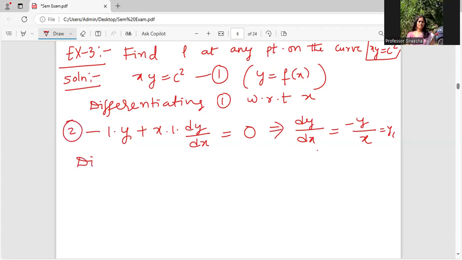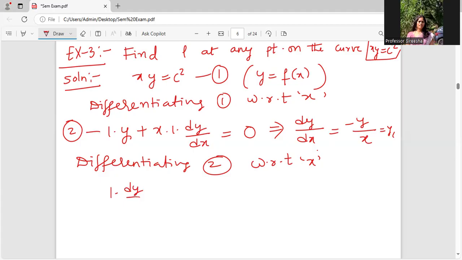Again, let this be the second equation. I'll be differentiating the second equation as well with respect to x again, for y2. Instead of going with the UV rule, I will directly do it. Now, 1 into y would be y. Derivative of y is 1. y is a function of x, so dy by dx remains the same.